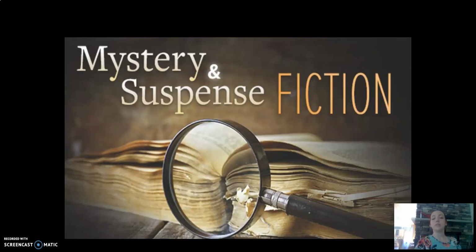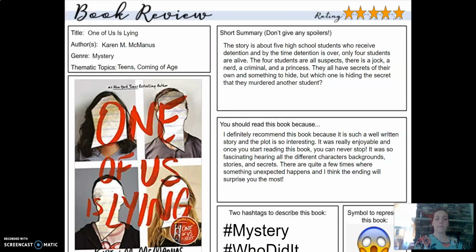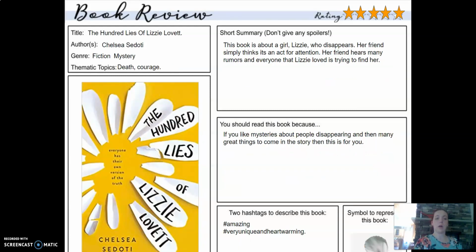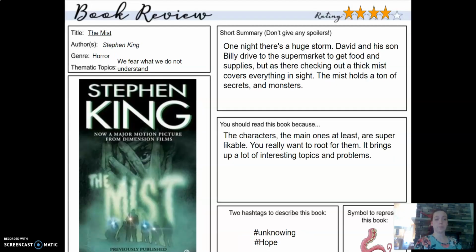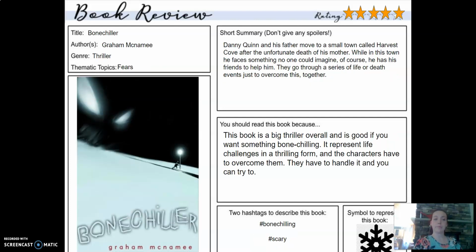Next we're on to mystery and suspense. So here's one, One of Us Is Lying. 100 Lies of Lizzie Lovett. Seems to be a theme, doesn't there? The Mist, a Stephen King book. This is one of the ones that I would definitely aim towards 8th grade, because Stephen King is more of a horror writer. Next is Bone Killer.